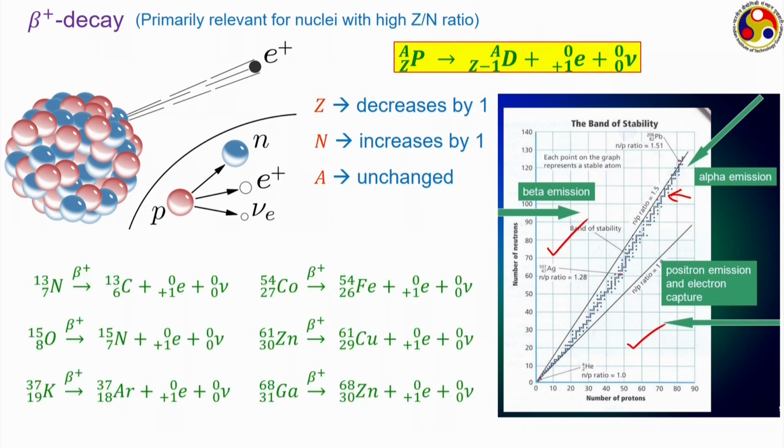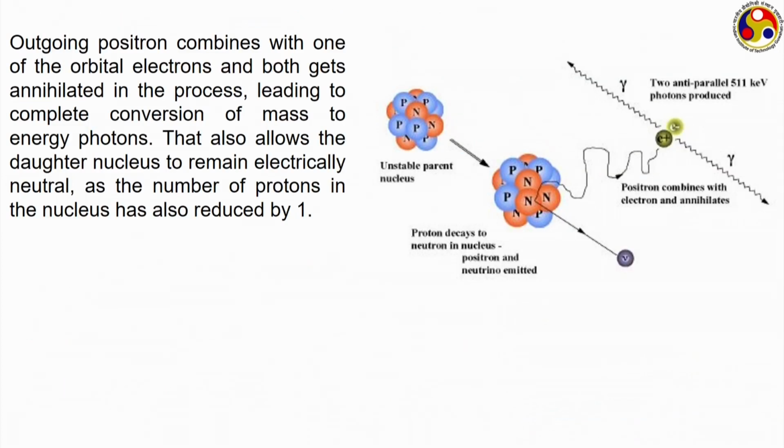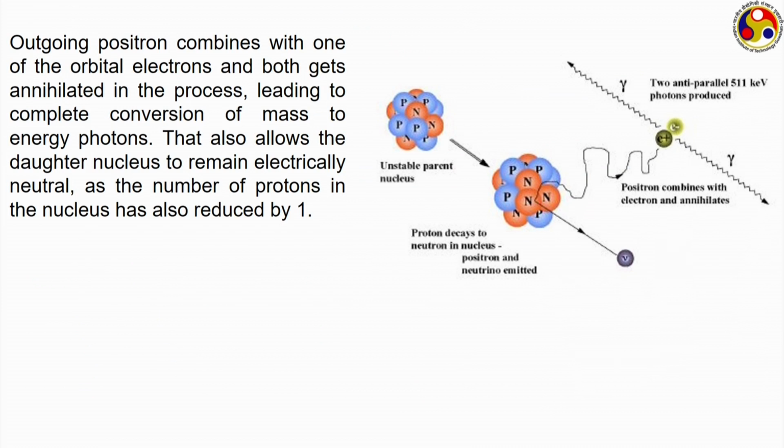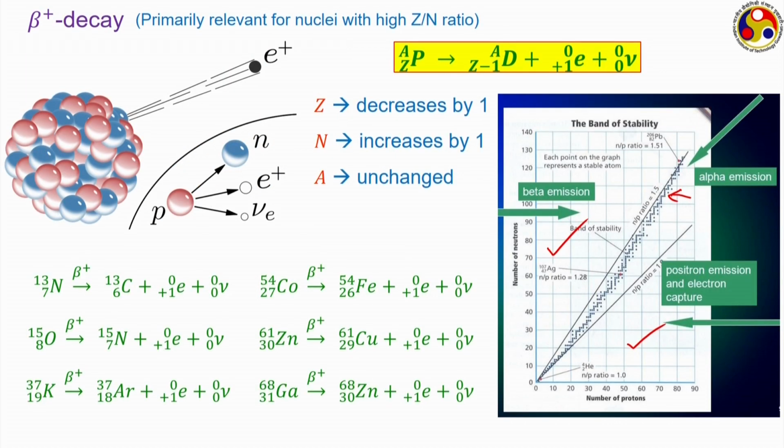These are some examples, like 7N13 going through a positron decay to form 6C13 plus positron plus neutrino, and there are a few other examples given on this slide. But one interesting situation is that whenever we have a positron decay, as we have seen in the previous slide, the number of protons has gone down by 1 and one positron has come out of the nucleus. But what happens to the positron then? And also let me go back once more. Let us talk about this particular situation.